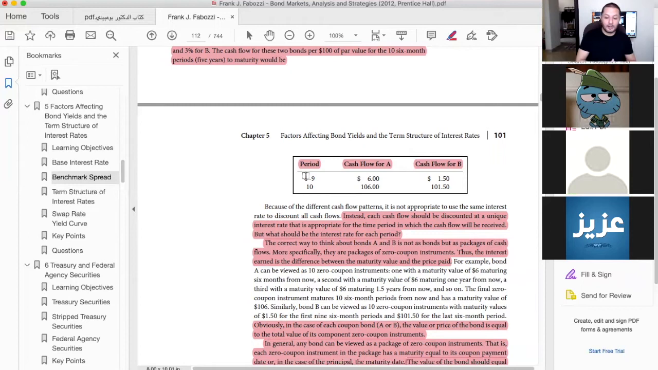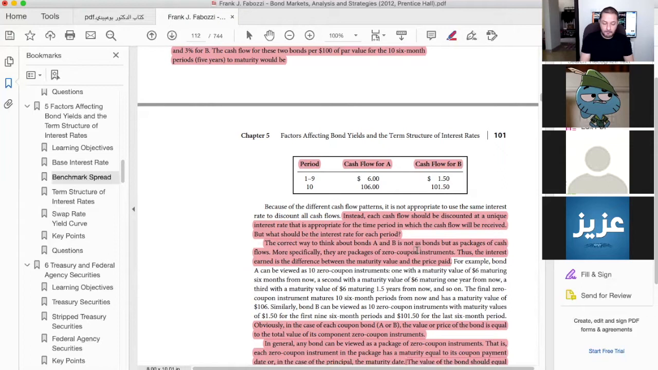Now we are trying to have more accurate results. So we'll try to identify for each of these 10 periods a specific or unique yield to maturity. So the correct way to think about bonds A and B is not as bonds, but as a package of cash flows.